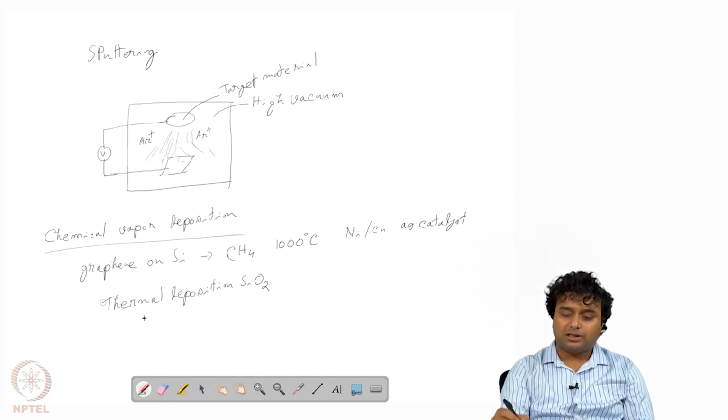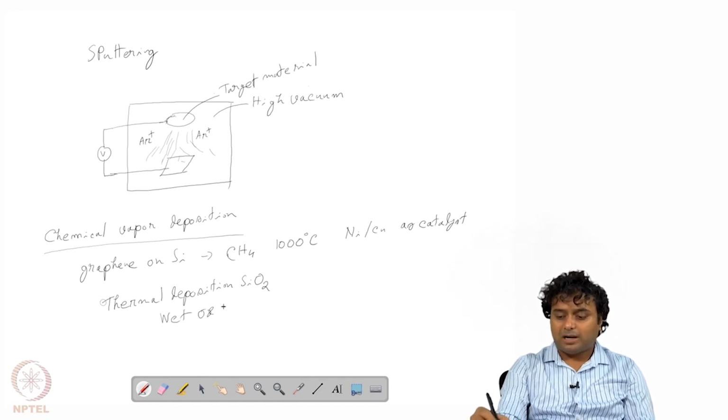But in case of wet oxidation the growth rate is higher, whereas for dry oxidation the growth rate is lesser, but the surface for dry oxidation is much smoother.